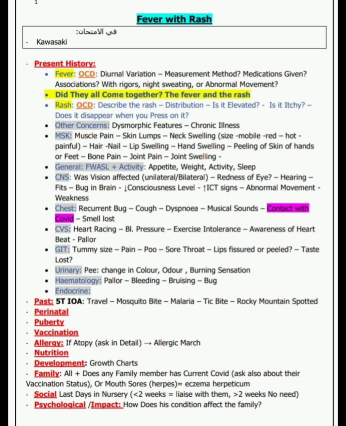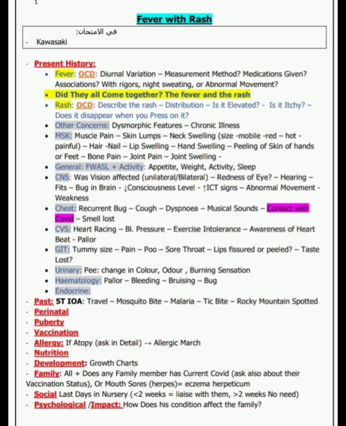We ask the SOCRATES-style details: onset, when it started, how long it has been going on, when it developed, how many minutes it continues. Diurnal variations, measurement method and medicines given. So the measurement method: how do you measure this? By thermometer. And medication given: if you give any paracetamol, what steps should you take for that? And whether the paracetamol works or not, we will ask.